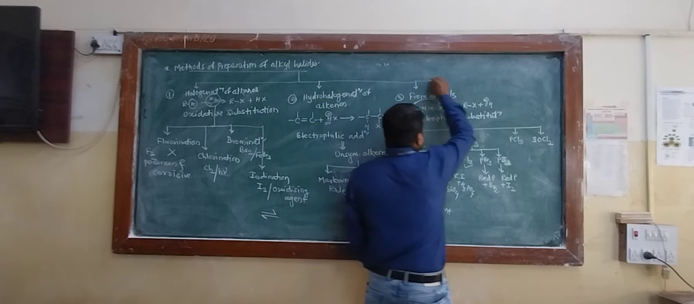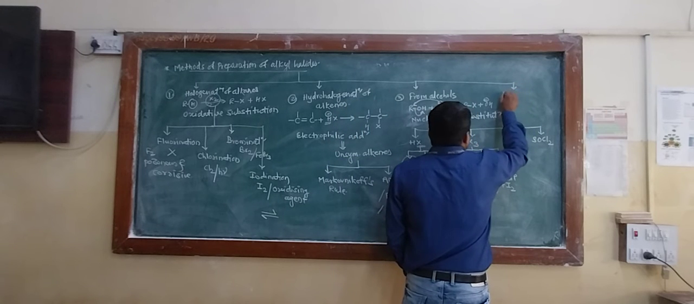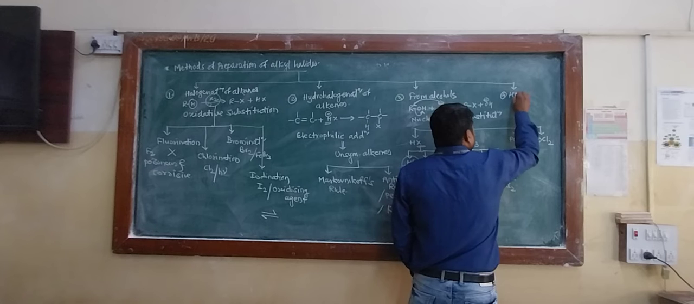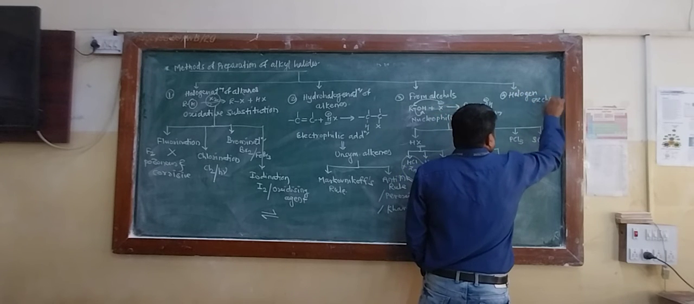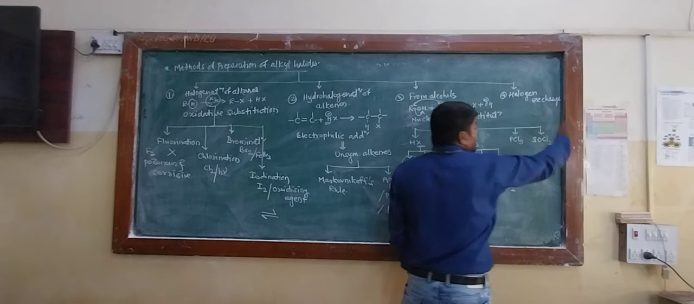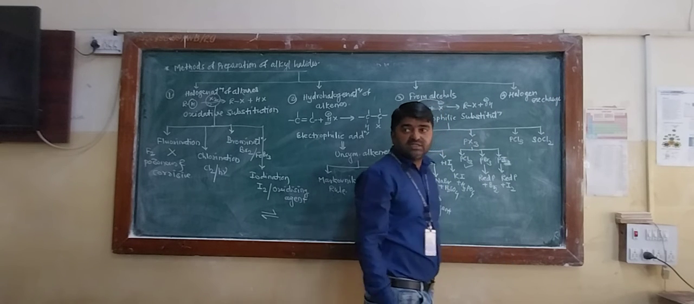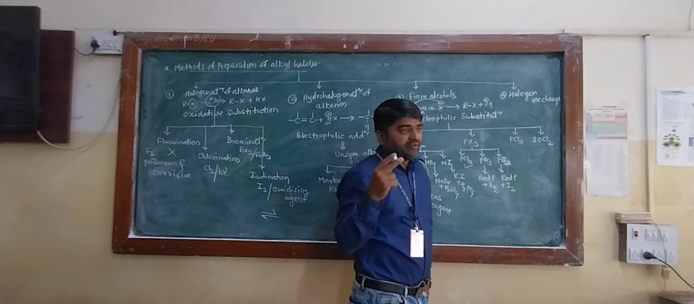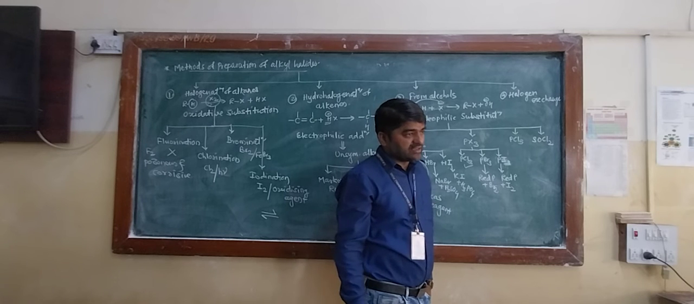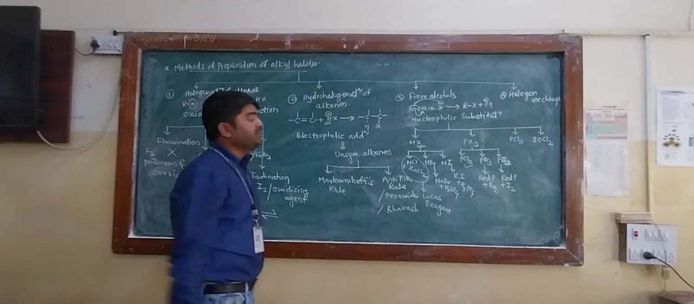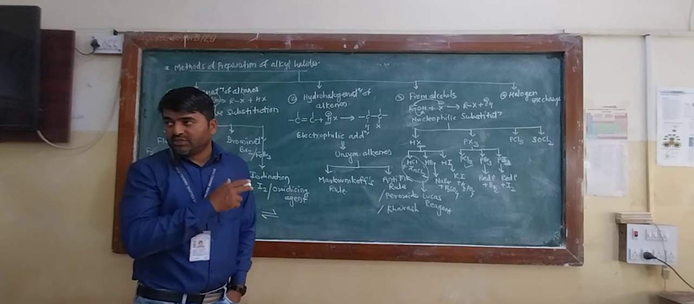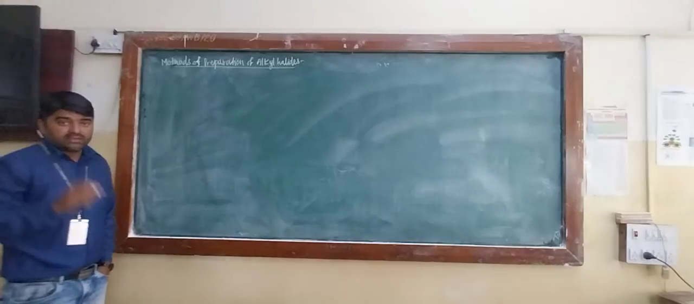Then the fourth reaction is the halogen exchange reaction. In halogen exchange, you have two reactions, the Finkelstein reaction and the Swarts reaction. So these are the methods of preparation of halogen derivatives.